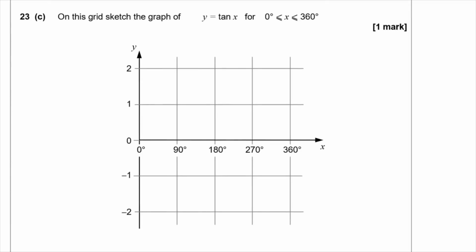Right, finally, on this graph, sketch the graph of y equals tan x. So basically we just need to remember what the tan curve looks like. If you remember, the tan graph has a period of 180 degrees, and it has asymptotes at 90, and then also at every 180 degrees after that, so it's going to have another asymptote there at 270. Okay, it's going to go through 0, 0, and it's going to pass through 180, and it's going to pass through 360.